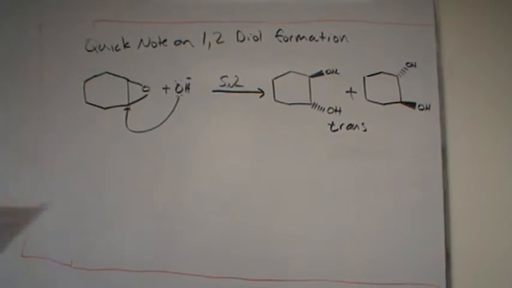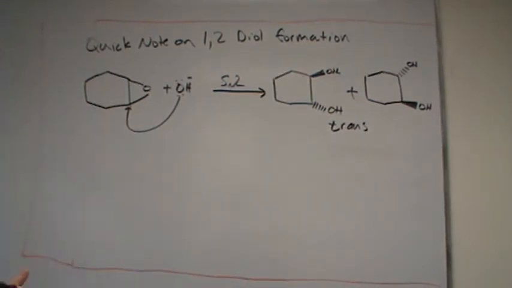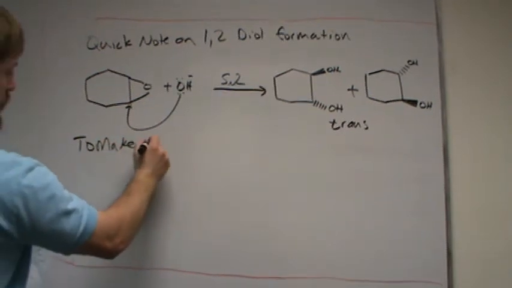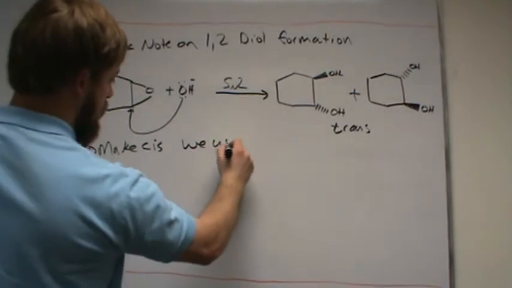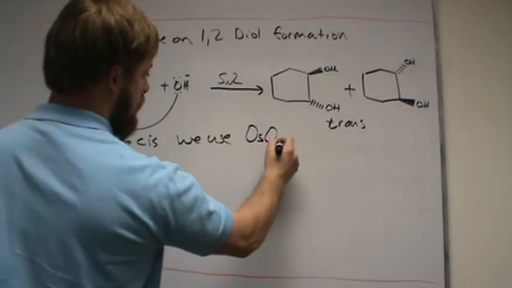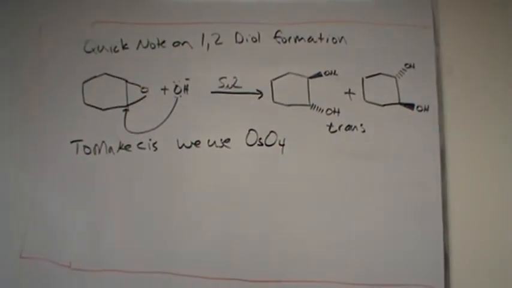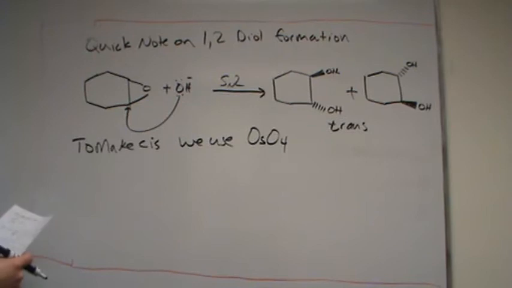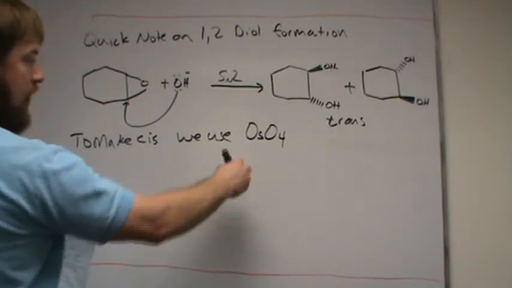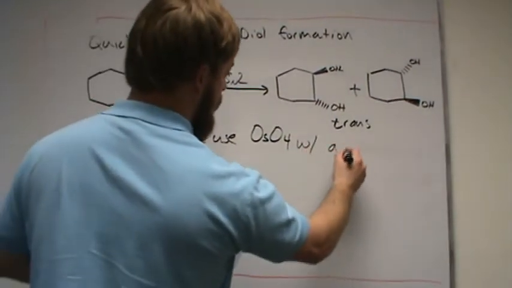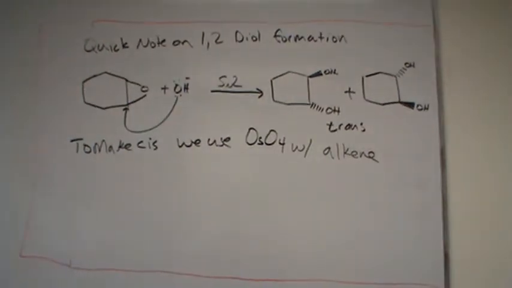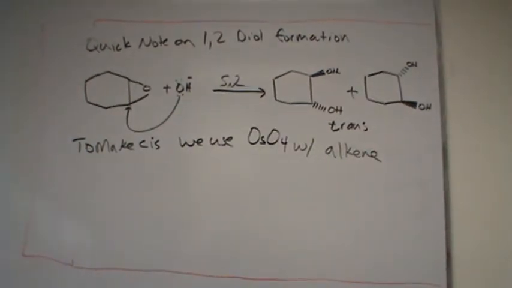To make the cis, we have to use a special reagent. To make cis, we use what's called osmium tetroxide, OsO4. Osmium tetroxide. Okay, and we react osmium tetroxide with an alkene, not an epoxide. To make a cis 1,2 diol, we react an alkene with osmium tetroxide.